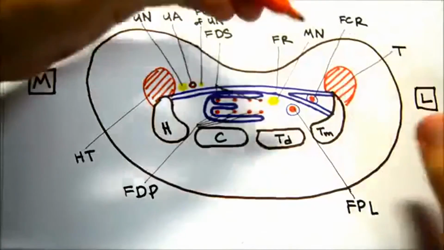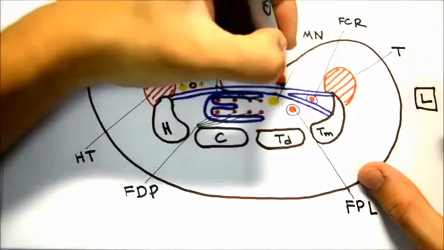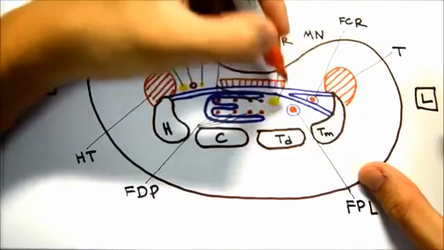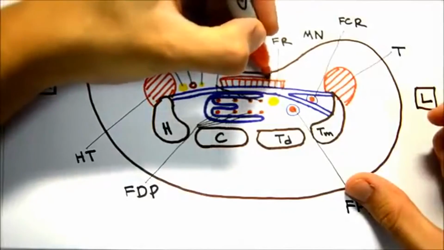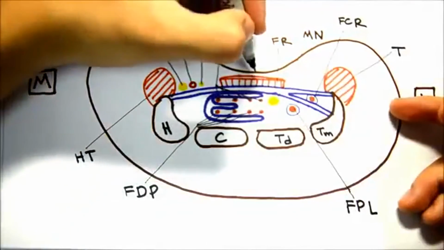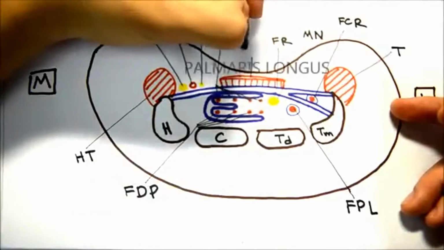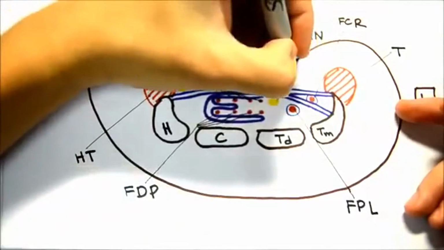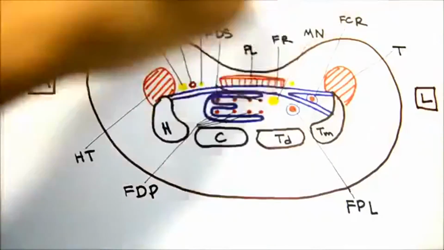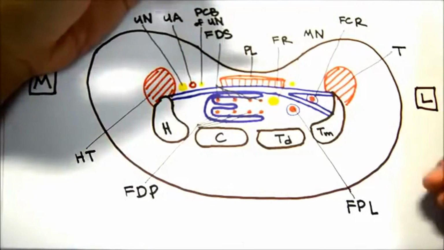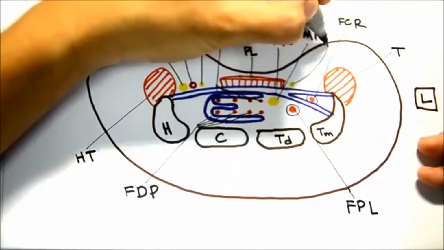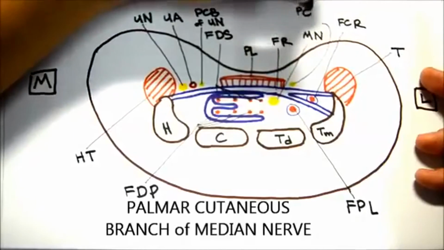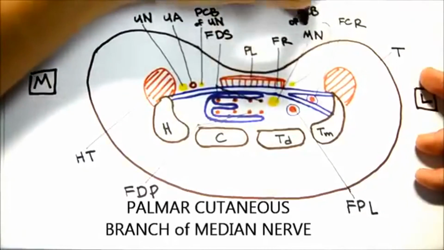Adding more structures, we have this one, a muscle, the palmaris longus. And the last one, the small nerve, which is a branch of the median nerve. How should I label it? Sorry for the curved line, I don't have enough space. Palmar cutaneous branch of median nerve.